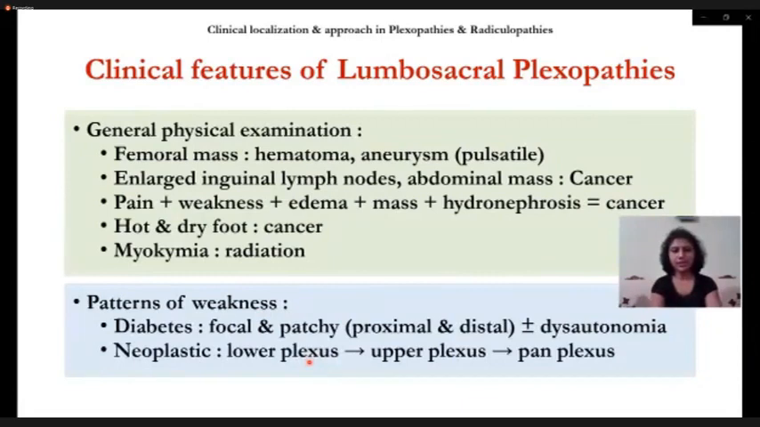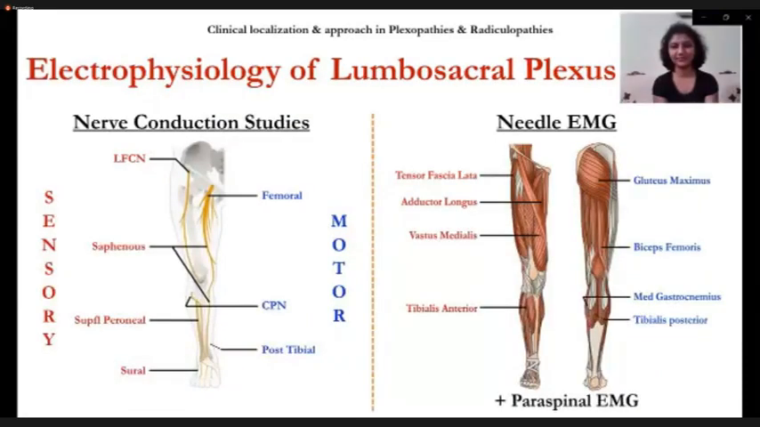Coming to the patterns of weakness, diabetic and non-diabetic lumbosacral plexopathies are focal and patchy, involving both the proximal as well as the distal musculature, and they may eventually progress to involve the contralateral side as well. In the case of neoplasms affecting the lumbosacral plexuses, the lower plexus is most commonly affected, in about 51% of the cases, while panplexus involvement is the least common, seen in less than 20% of the cases.